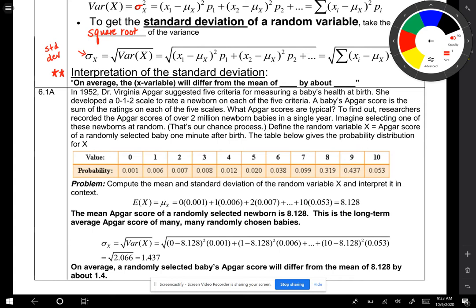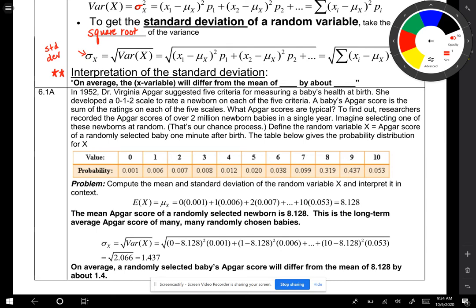Okay. And the example is right below. In 1952, Dr. Virginia Apgar suggested 5 criteria for measuring a baby's health at birth. She developed a 0, 1, 2 scale to rate a newborn on each of the 5 criteria. A baby's Apgar score is the sum of the ratings on each of the 5 scales.